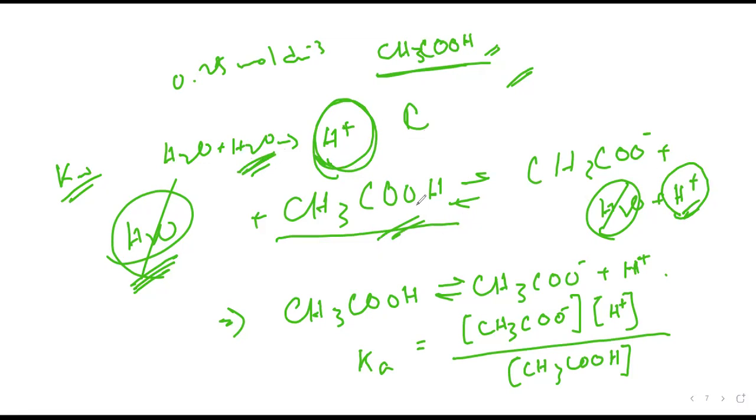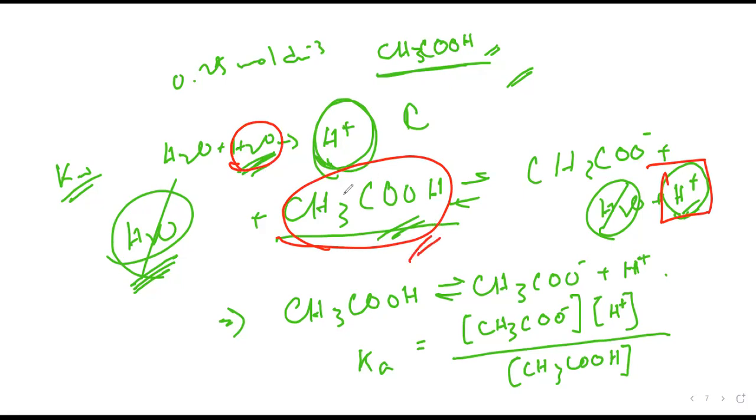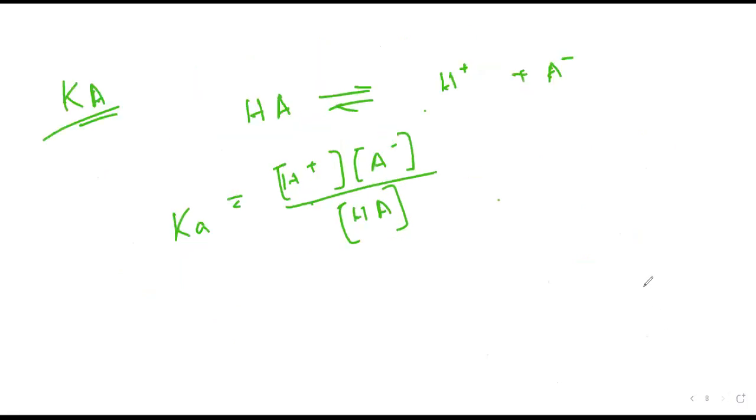If that's so, we are just considering in this case that this H plus comes only from the acid. We are not considering H2O, because we are just calculating the pH of CH3COOH. That's why we do not take the water's H plus into consideration. So that's one assumption. If that's the assumption, that means there will be some error.